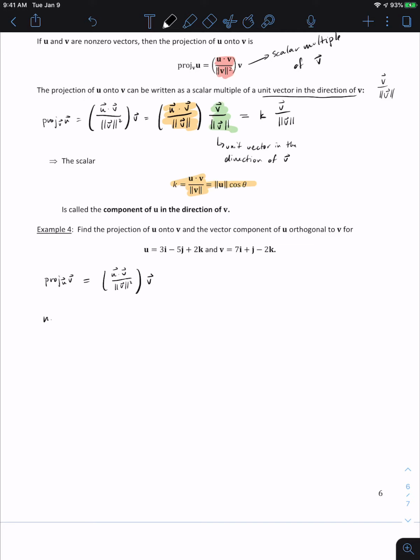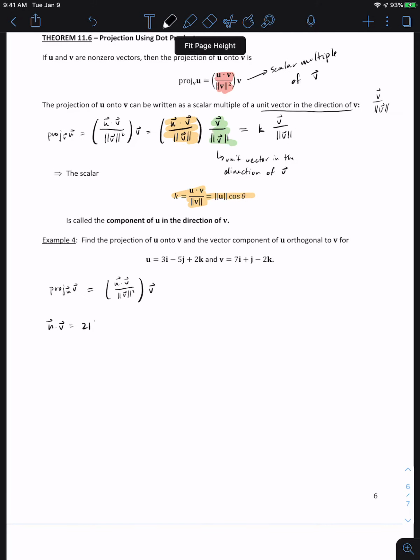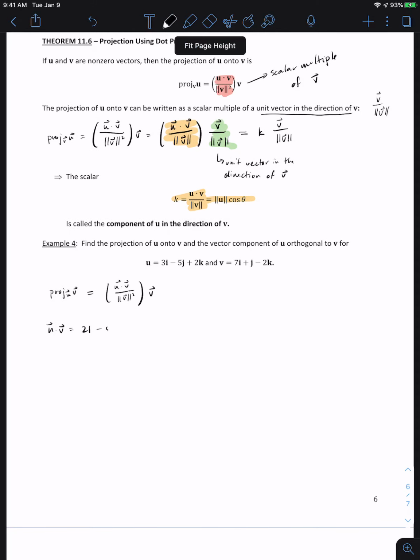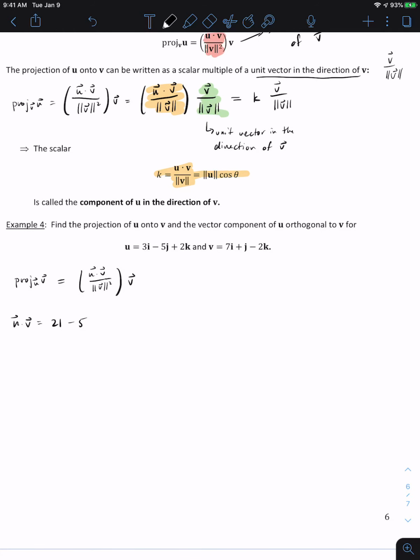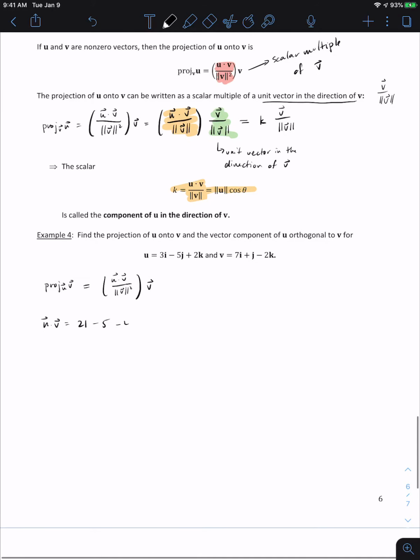So u dot v, that's going to be the first component times first component, so 21, plus second component times second component, so that's -5 times -5, plus the third component times third component, so -4. So I get +12.